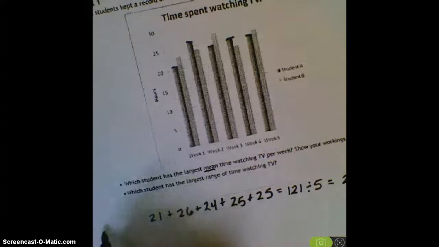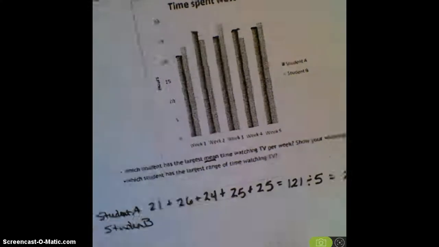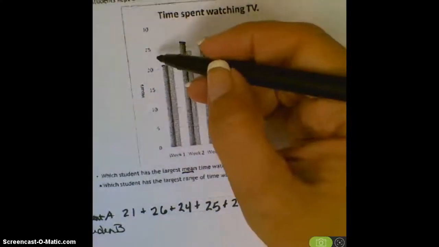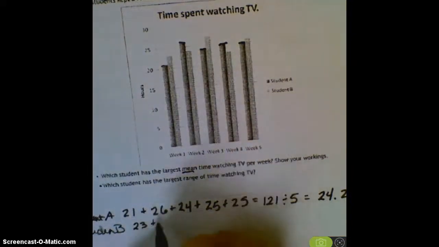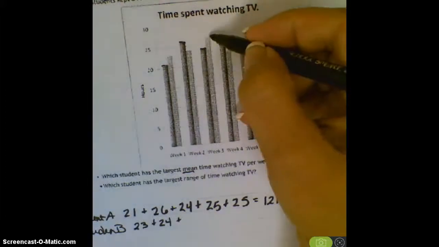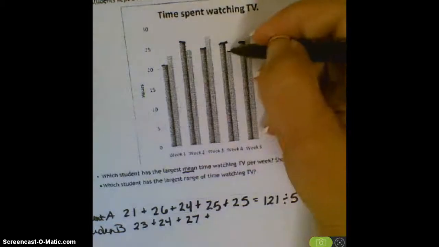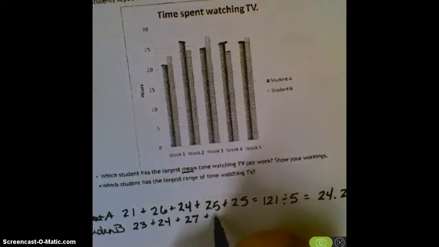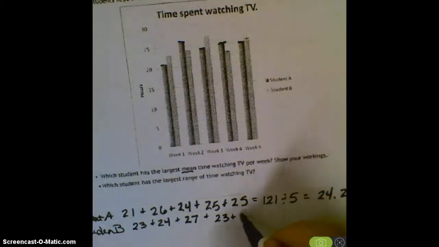And let's mark this one. This was student A. And then we'll mark student B's. And student B, it looks to me like the first one was a 23, and the next one a 24, and our next one a 27, and our next one right here, 23, and our last one right here, 26.